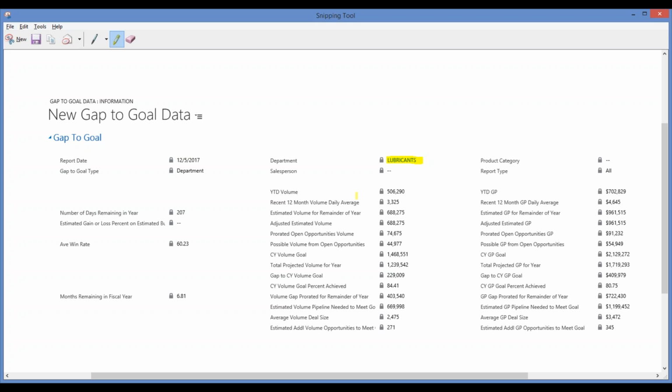So what are we doing here? First of all, again, we're just looking at overall lubricants. How are we doing? The first number is important: how much volume have we received so far, year to date through today. This is telling me that we've got about 506,000 gallons of lubricants business so far this year.